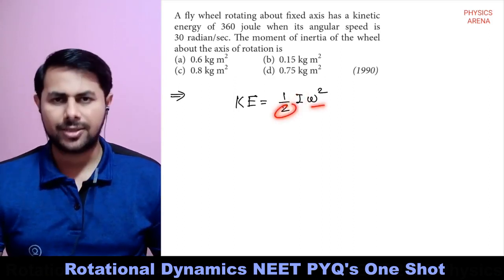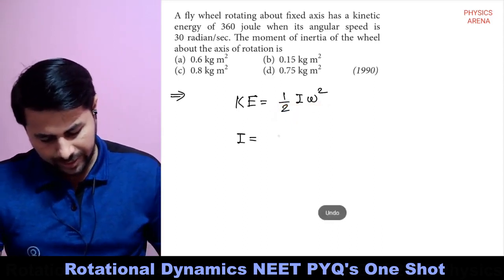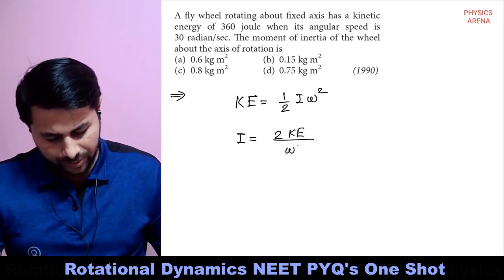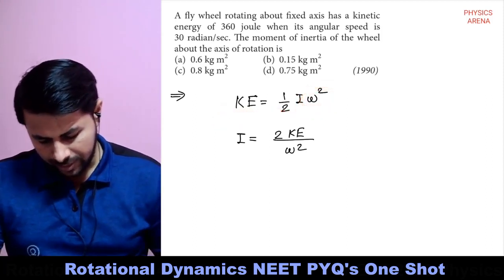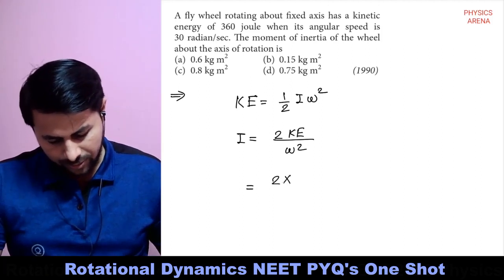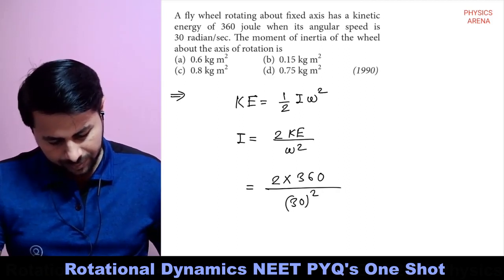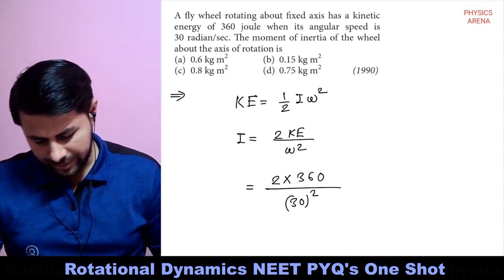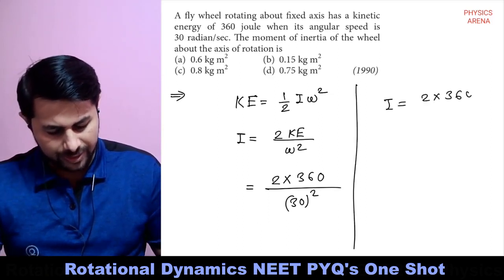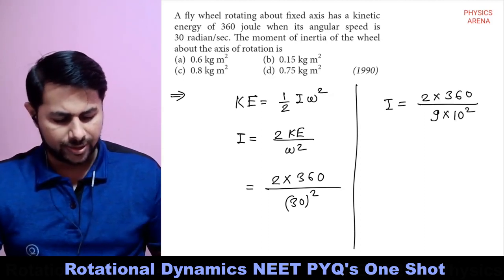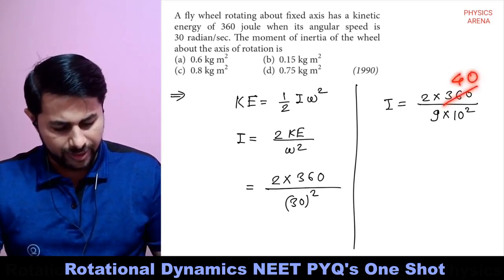So move that 2 and omega square on the other side. So I will be equal to 2 times kinetic energy divided by omega square. This will go in the denominator and this will go to the numerator. So now we just have to put the values. So it is 2 times 360 divided by 30 square. 30 square is 900. So I is equal to 2 multiplied by 360 divided by 9 into 10 raised to 2. So 9 fours are 36, so this will be 40.